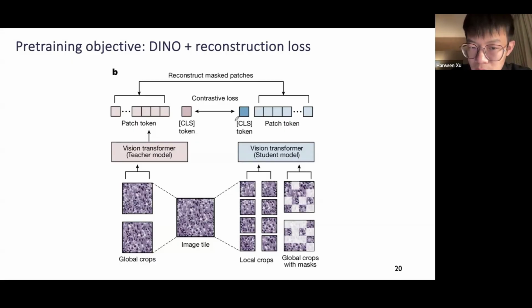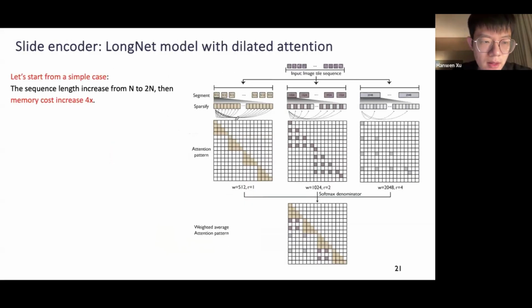And for the slide encoder, we use the reconstruction loss, which is basically that we mask out certain patches on the whole slide image, and then we force the model to learn to reconstruct the missing patches. This is like forcing the model to have a basic understanding of the context of the whole slide images. After the pre-training objective, now we'll talk about how the LongNet model works in these cases. Feel free to ask any questions here, because I think this is maybe the biggest innovation in our work.